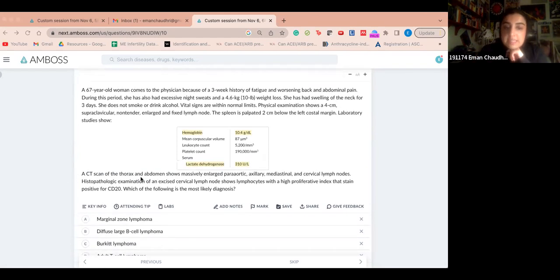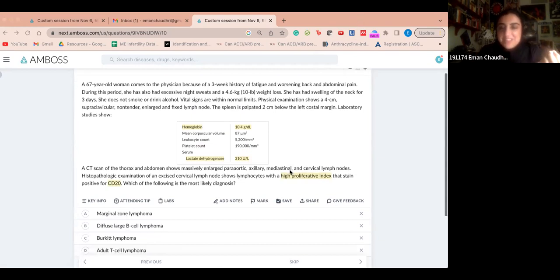So CT scan of the thorax and abdomen show massively enlarged para-aortic, axillary, mediastinal, and cervical lymph nodes. Histopathologic examination of an excised surgical lymph node shows lymphocytes with a high proliferative index. There you go, high proliferative index. It's stained positive for CD20. What is the most likely diagnosis? So it's giving high-grade picture. It's giving high-grade picture.